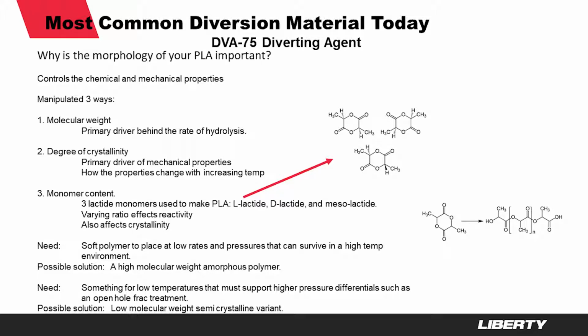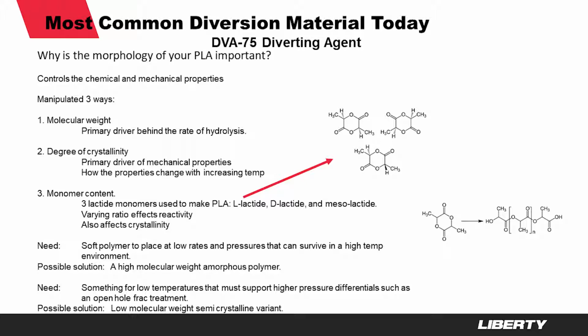Second, the degree of crystallinity. The degree of crystallinity is the primary driver of mechanical properties, particularly how the properties change with increasing temperature. The third way PLA morphology is manipulated is via the monomer content.